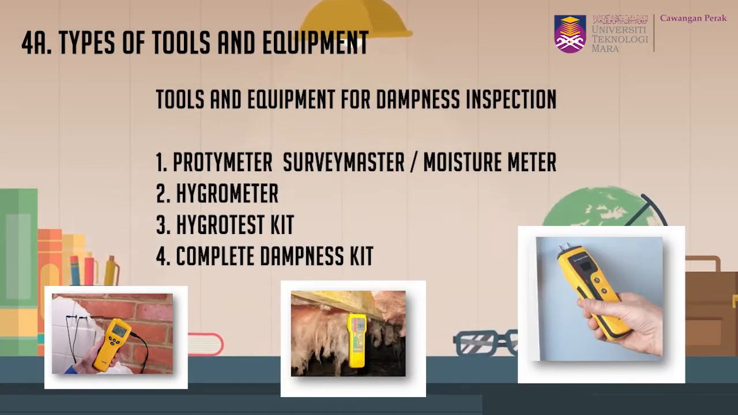In certain cases, you will find that there may be dampness beyond the wall or inside the wall or on top of your pavement. So in order to detect how severe the damp is, you will use these listed items. The first one is the protimeter, hygrometer, hygro test kit, or complete dampness kit. But usually people will go with the second equipment, which is the hygrometer, as it will provide you with the percentage of dampness that occurs in your site.